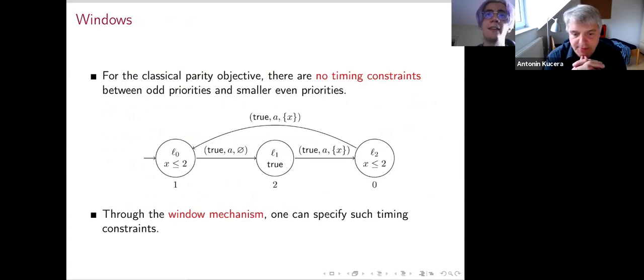We can construct a path in the automaton depicted here such that the delay between 1 and 0, that is the smaller even priority, is increasingly larger as the play goes on. To do this, it suffices to simply loop through the automaton, waiting increasingly longer in location L1 each time it is visited. So 1 time unit the first time before taking the edge, 2 time units the second time, 3 the third, and so on and so forth. Thus, as long as the path advances, there's a greater delay between 1 and 0. By using the window mechanism, we can specify timing constraints between odd priorities and smaller even priorities.